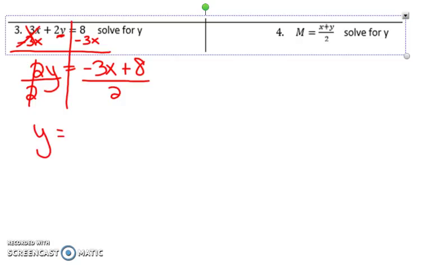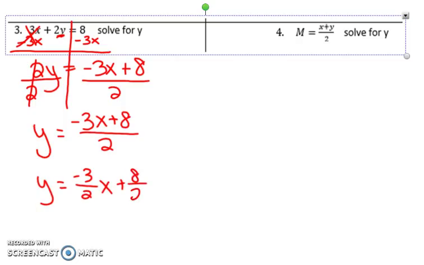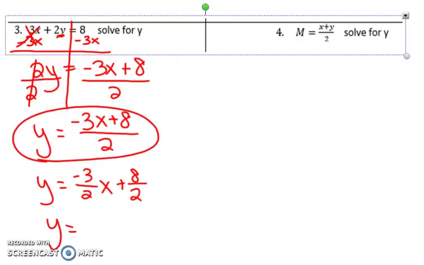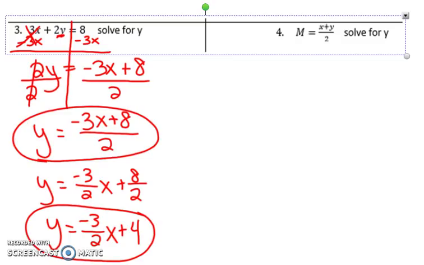Now, in this case, we can have two separate answers. We can have one that looks exactly like that, or instead of making a big fraction bar, we can simplify it and break it into both terms. And I'm going to put it with the 3 and with the 8. Well, if I do that, negative 3 divided by 2 stays the same, but 8 divided by 2 can simplify down to 4. So both of those answers are considered correct answers.